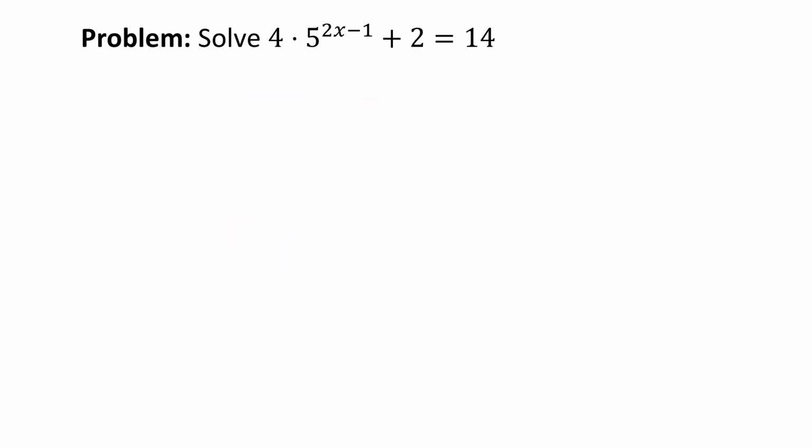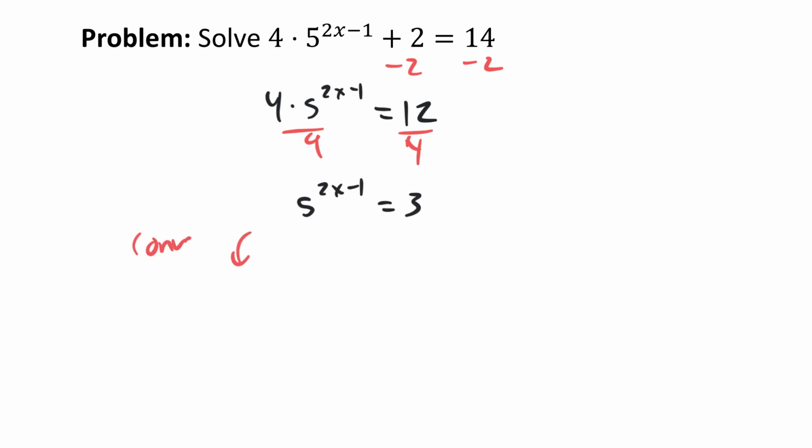All right, here's another one. Again, pause the video and give it a try. Remember, your goal is to isolate that 5 to the 2x minus 1, and then to convert to logs. All right, so first thing we do is we subtract that 2. So 4 times 5 to the 2x minus 1 equals 12. Divide by 4, divide by 4. So now I get 5 to the 2x minus 1 equals 3.